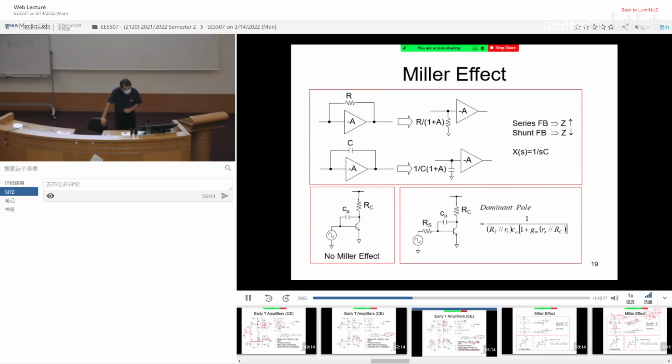Okay, good. Let's look at the Miller effect. You guys have probably heard of this very often. Okay? So what does it say? The Miller effect basically tells you this. If an amplifier has a negative gain, minus A, I stress this, it must be negative gain. Okay? If it's not negative gain, you are going to have positive feedback, because you connect the output back to the input.